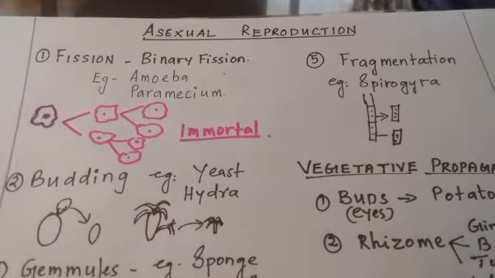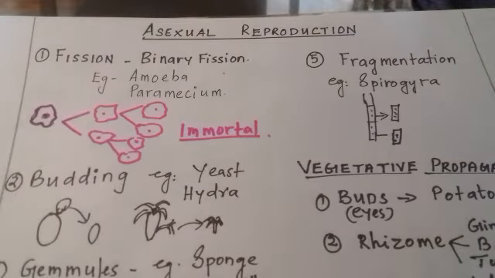Good morning, children. Today, let us continue with the chapter Reproduction in Organisms, and this is for class 12 biology students. Here we will be discussing various methods of asexual reproduction. So, in the previous video, we discussed what asexual reproduction is. It is a reproduction in which there is no fusion of gametes and only one parent is involved, so the offspring produced are genetically and morphologically identical to the parent.